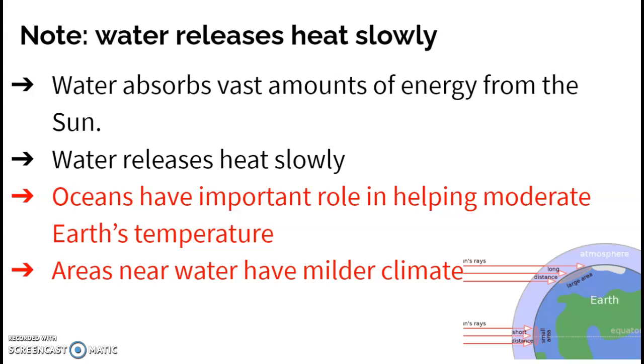Now, water is interesting because it releases heat very slowly. It tends to hold on to its heat. It absorbs vast amounts of energy from the sun, but it releases the heat very slowly. Oceans have an important role in helping moderate the Earth's temperature. If you live over by the coast, you tend to have a temperature that doesn't fluctuate quite as much from hot to cold, because the water is going to hold onto that heat and help maintain that temperature. So they have what we consider a mild climate when you're near the water.